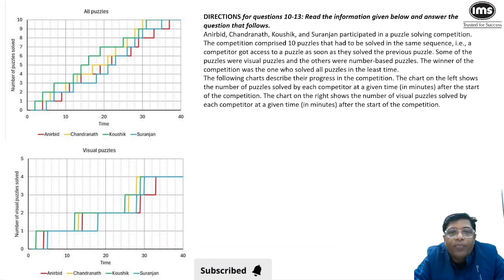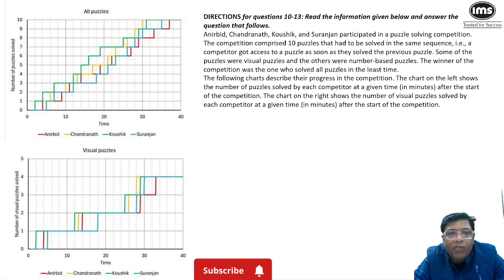Let's read the data. A, C, K, and S. I'm using the short names. They participated in a puzzle solving competition. The competition comprised 10 puzzles that had to be solved in the same sequence. That is, a competitor got access to a puzzle as soon as they solved the previous puzzle. So, you can't skip a puzzle.